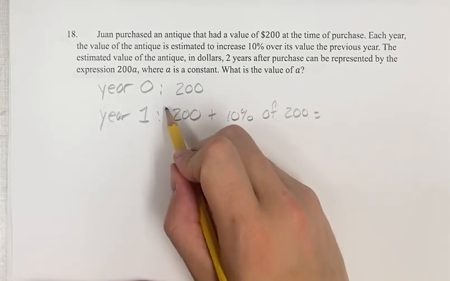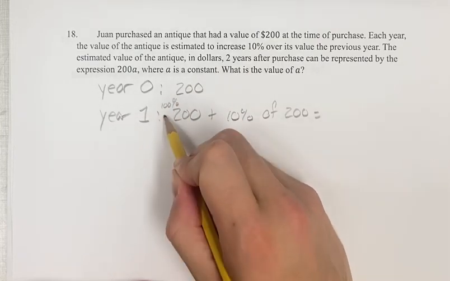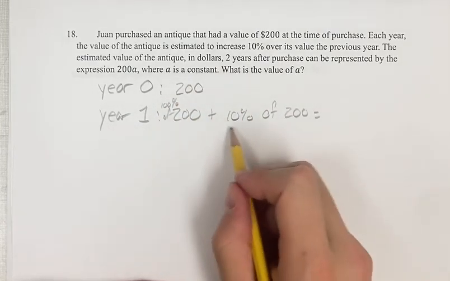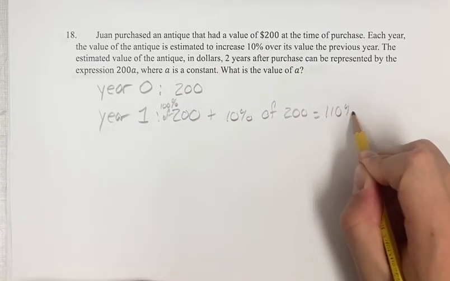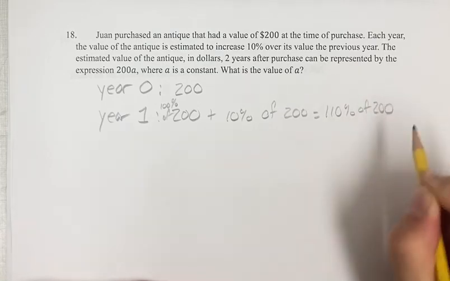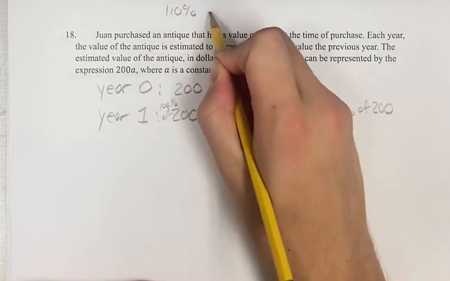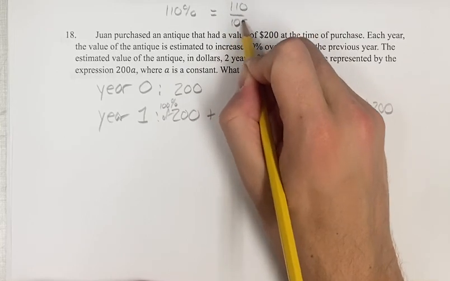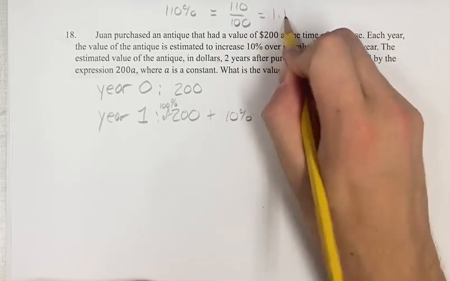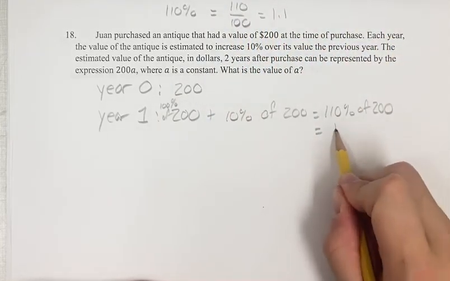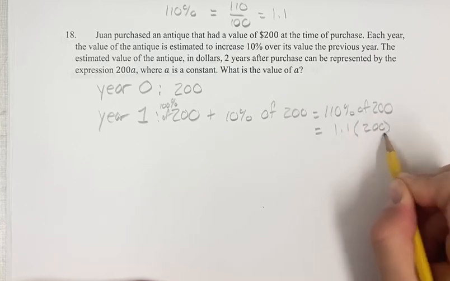So we can think of this as 100% of 200, plus 10%, is going to be 110% of 200. What is 110%? Well, percent is a number out of 100, so this is 110 out of 100, which is 1.1. So this is equal to 1.1 times 200.